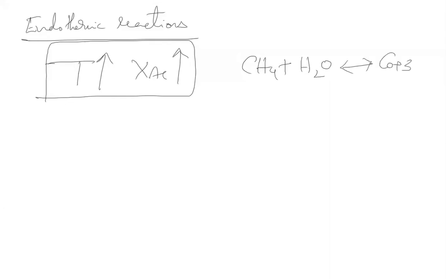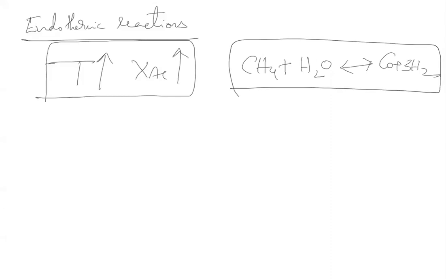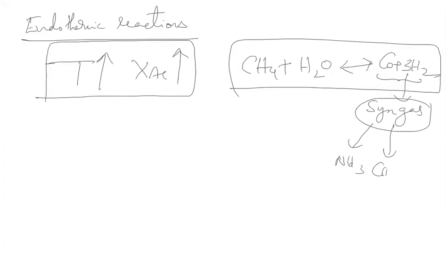This gives CO plus 3H2. So what do you call this CO plus 3H2? Syngas. This syngas is useful for multiple cases. You can extract hydrogen and use it for ammonia formation, you can use it for methanol formation, you can use it for formaldehyde. So syngas is the starting material for multiple products.